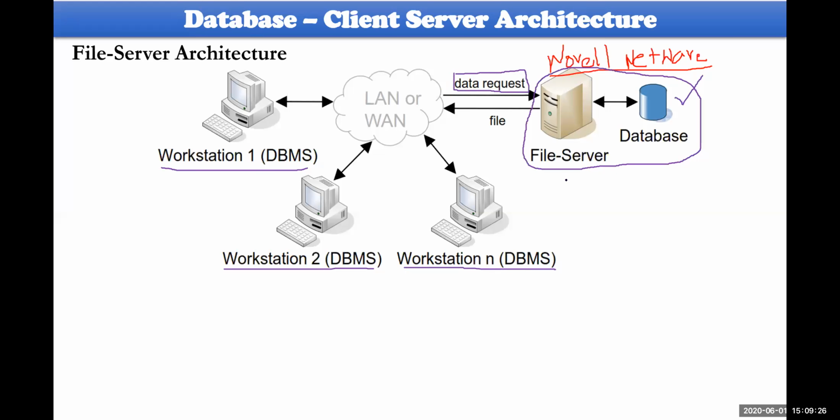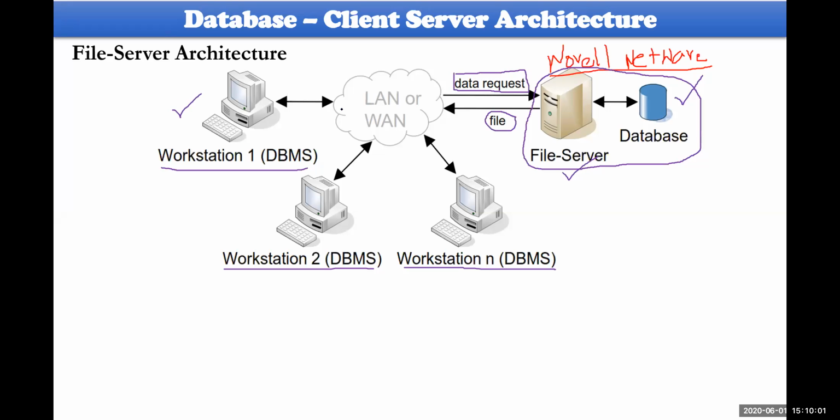Whereas this file server will give you only the file, not the data. Data cannot be given. So instead of the actual required data, the entire file is forwarded to the workstations, in the sense to the clients. After getting that entire file at the workstation, the user has to segregate the data himself by applying some more extra operations. That is what is happening here.